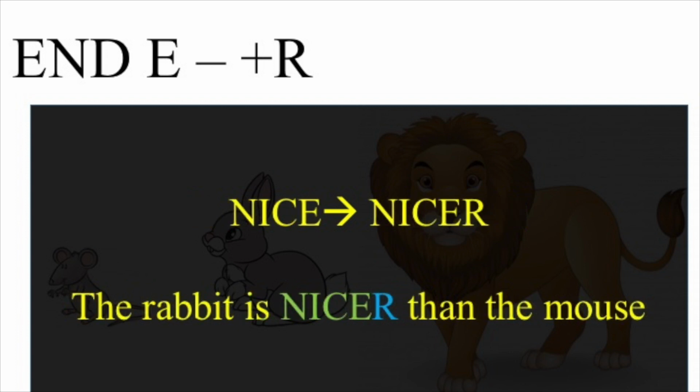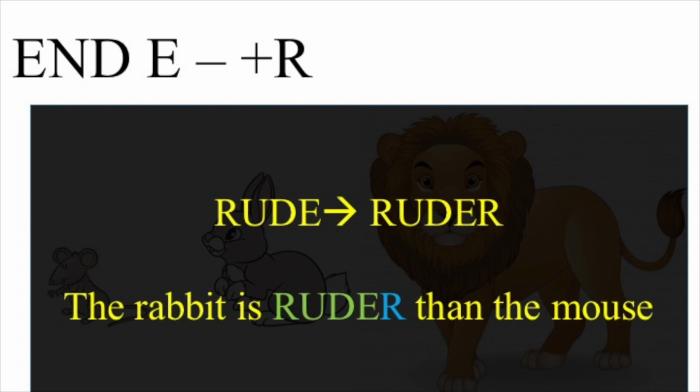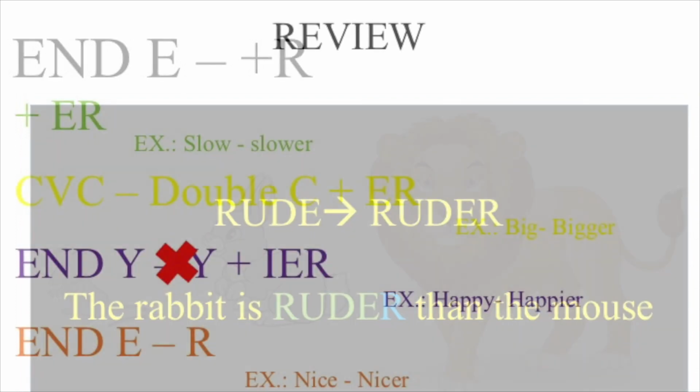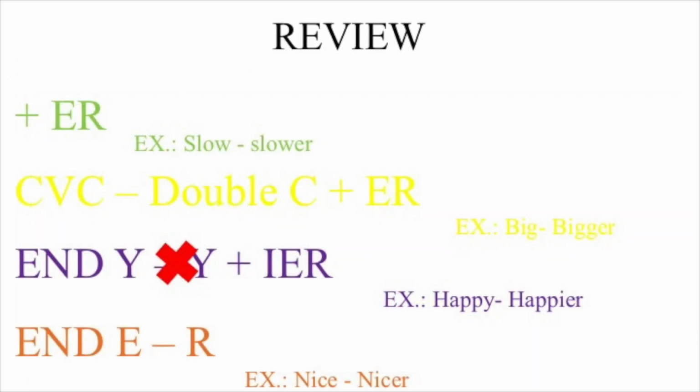The rabbit is nicer than the mouse. The rabbit is ruder than the mouse. So let's review. First of all, the best way is adjective plus ER. Slow, slower. But then, if it's a consonant before the vowel, we need the double consonant. Big, bigger.